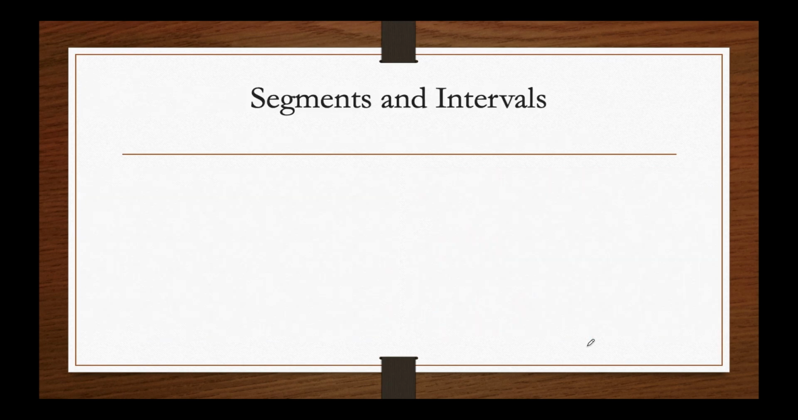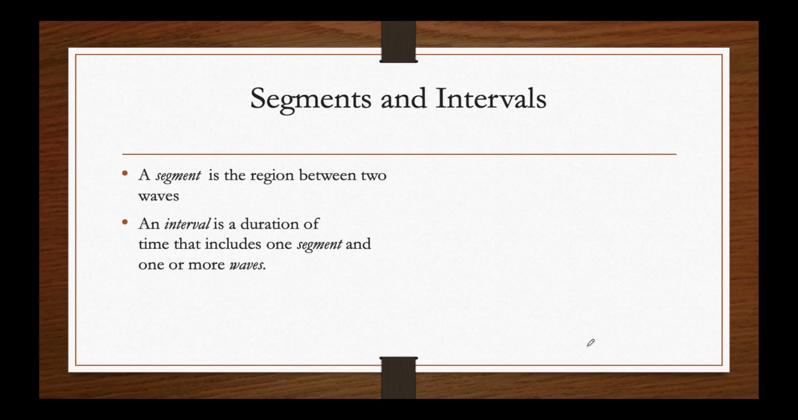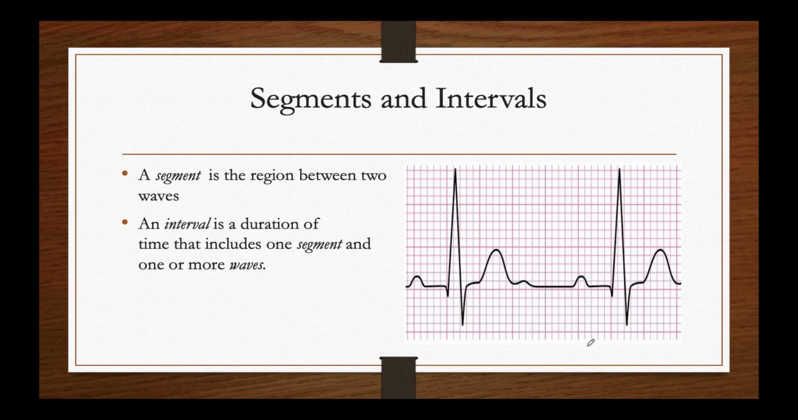Then the segment. Now, when we say segments and intervals, what do we mean by segment? A segment is the region between two waves. I will show you a picture very soon. And an interval is the duration of time that includes one segment and either one or more waves. This is what I mean.